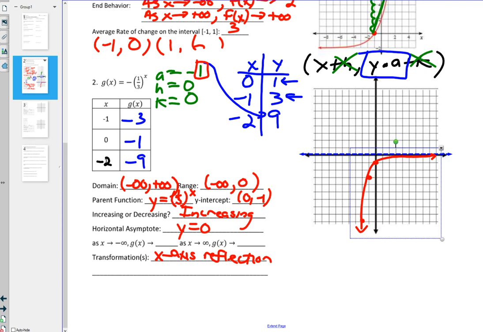And then who's the, was it Jason? Yeah, and behavior. Let's redeem yourself. What's the left arrow doing? Negative infinity. Good. What's the right arrow doing?